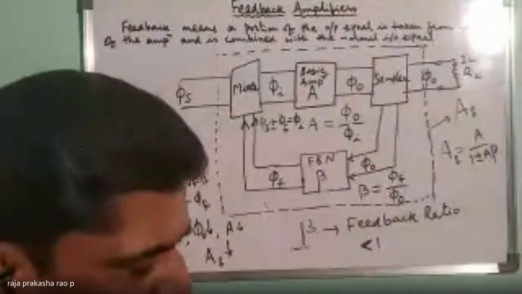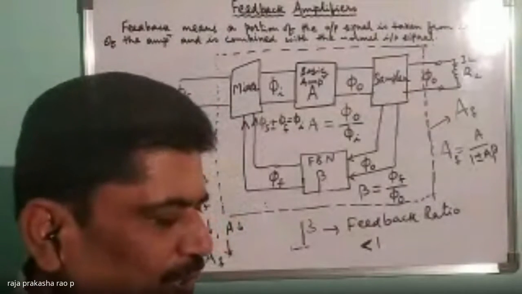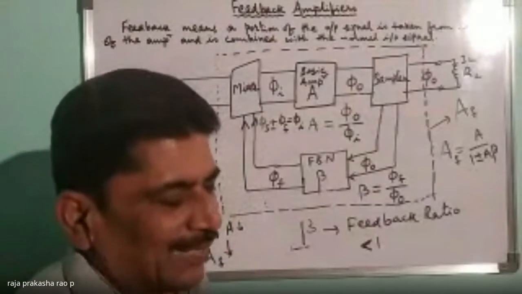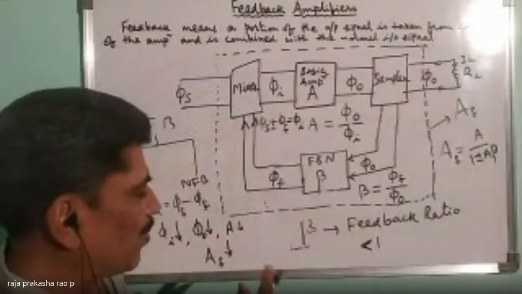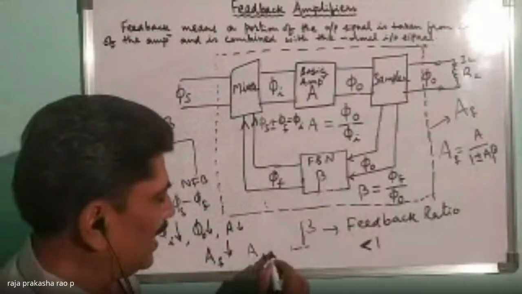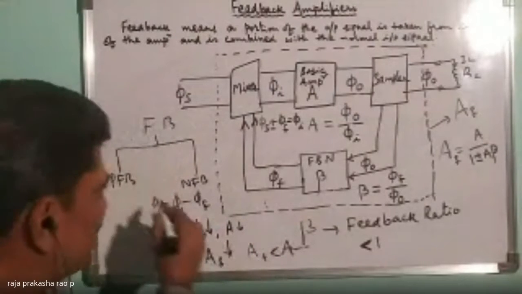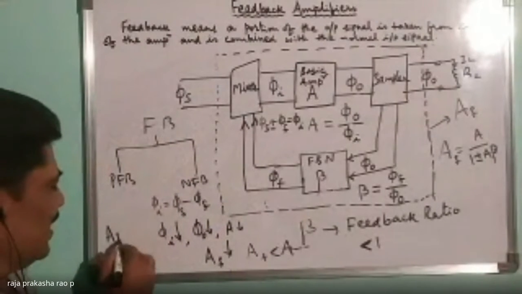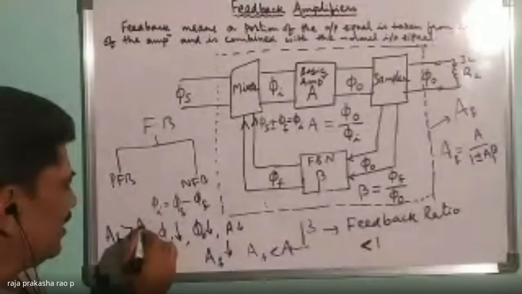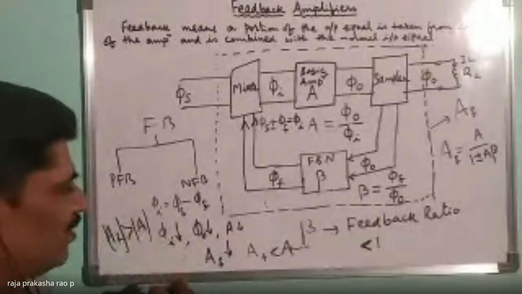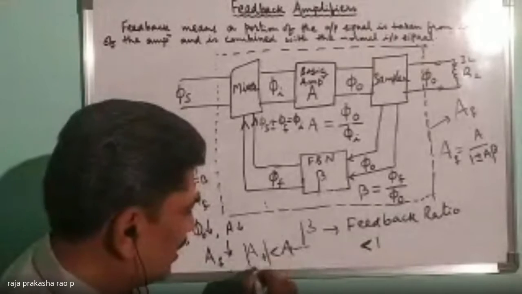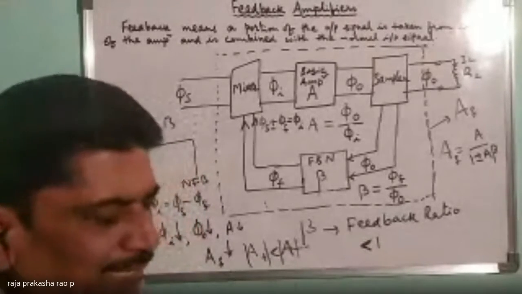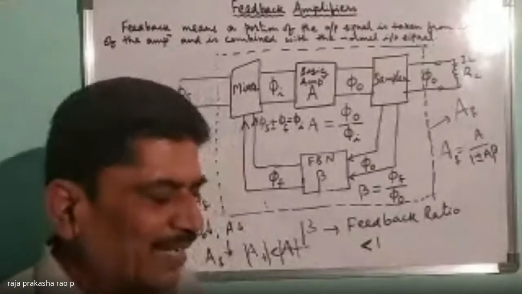So in the feedback amplifiers, we will be losing that gain. That is the, what is that gain? Voltage gain. This AF will be less than A. Whereas in positive feedback, AF will be greater than A. Magnitude of this will be greater than A. Whereas in the negative feedback, AF will be less than A. That is the only drawback we have in the negative feedback. But there are many advantages.